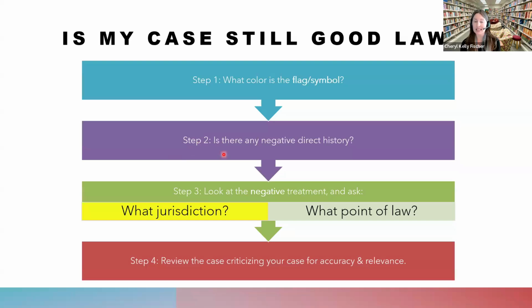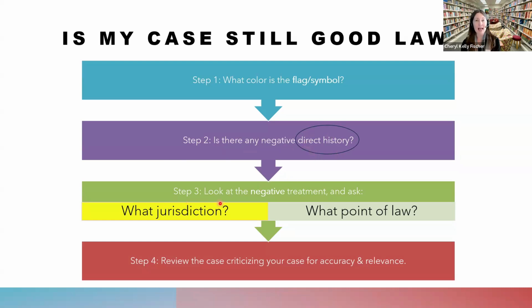Step two begins that investigation. Is there any negative direct history? Direct history refers to iterations of the same case with the same parties. Those parties might appeal to higher courts, they might get remanded back down to lower ones, but once those parties have exhausted all appeals, then the litigation and the direct history are over.